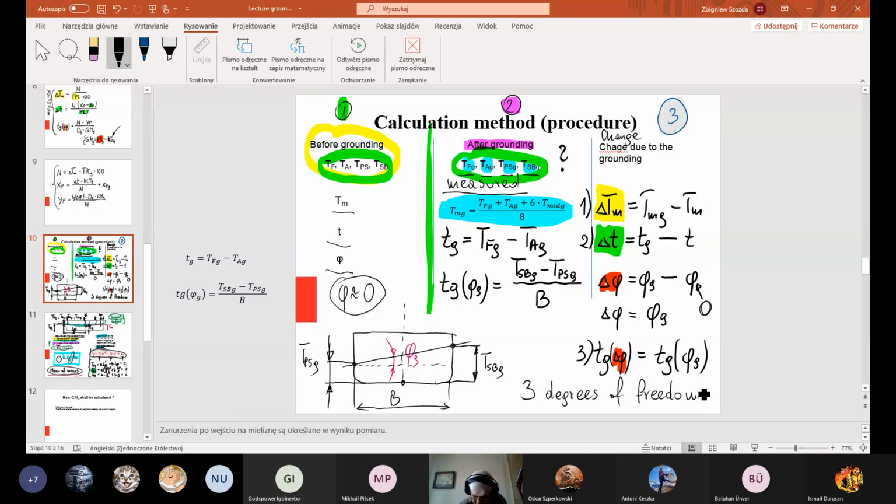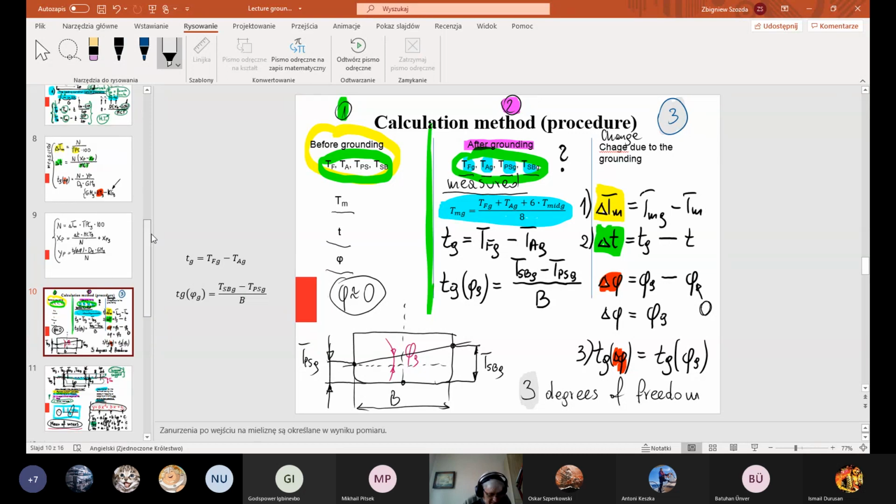We state that, as a result of our grounding, the ship changed mean draft. It is the first degree of freedom, vertical. The ship changed trim, so this is rotation. And the ship changed angle of heel. It is also rotation, but in the transverse section. Changing of trim is rotation longitudinally, and changing angle of heel is rotation transversely. 3 degrees of freedom. The number 3 I put here is important.